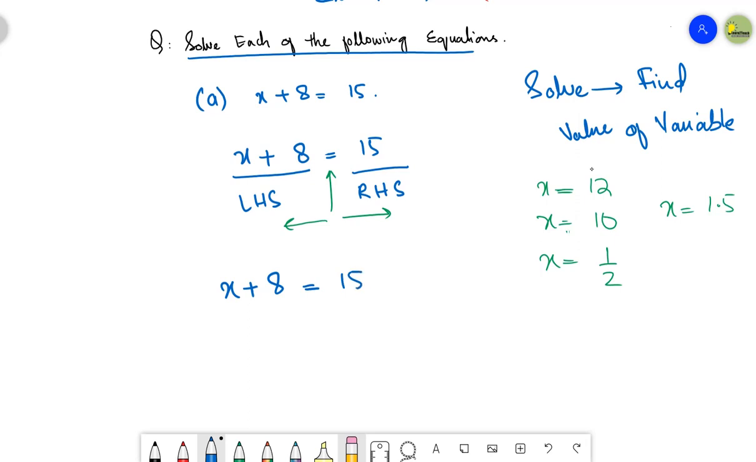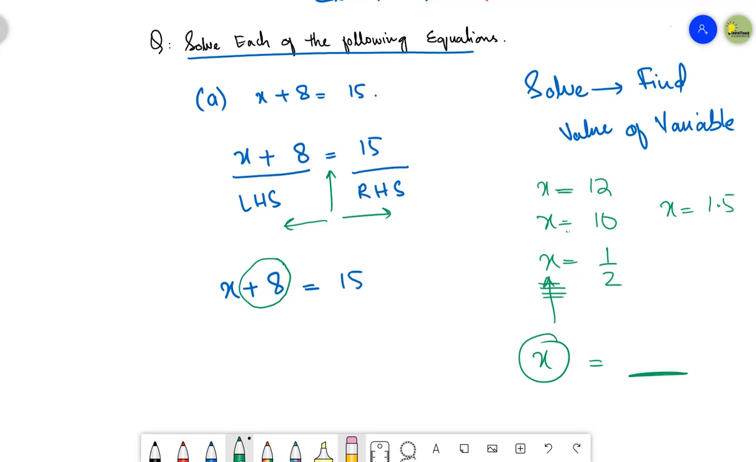In order to find out the value of x, you have to remove this plus 8 from the left hand side. Why? Because in order to find out the value of x, I must have only the variable x on the left hand side, and it will be equated to some value on the right hand side. So here in this equation you are having a number, plus 8, written with x on the left side.